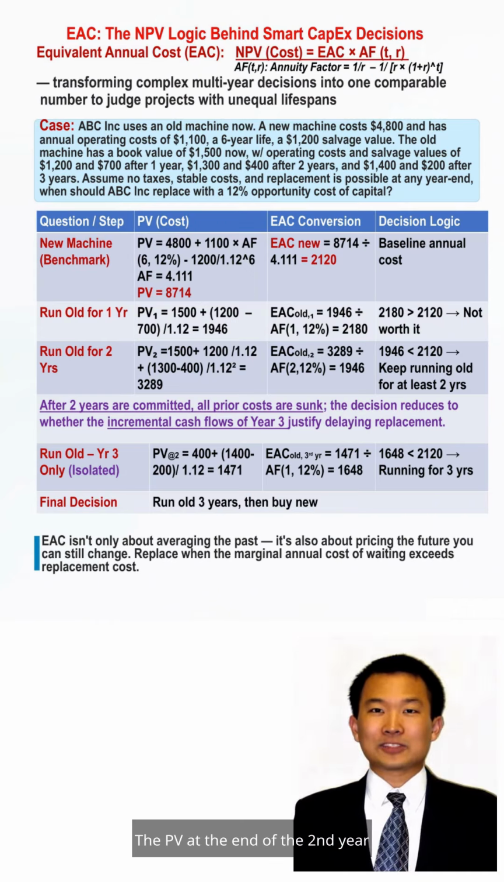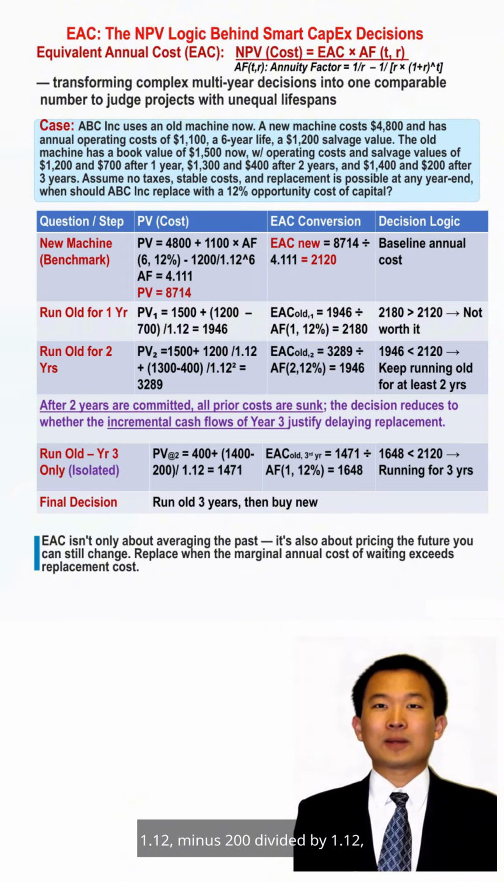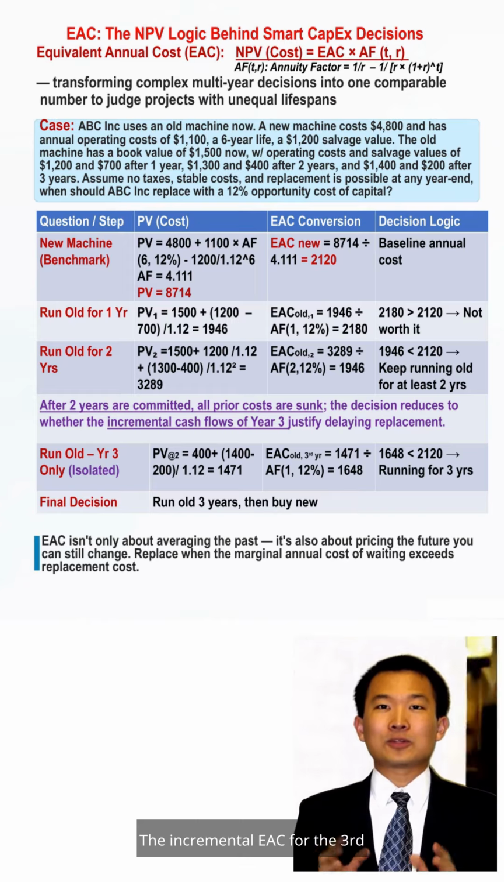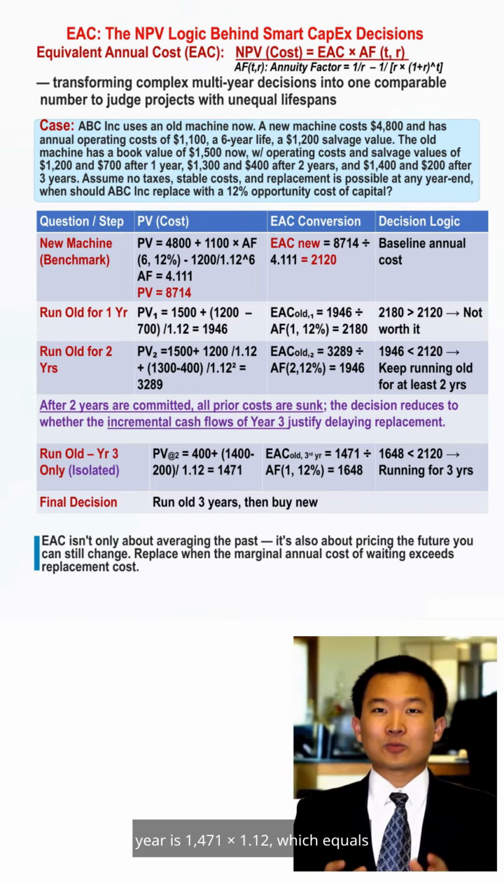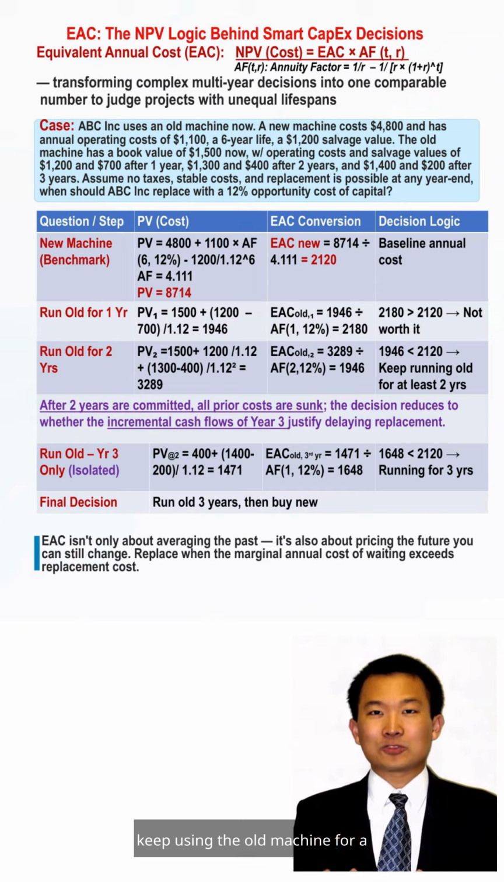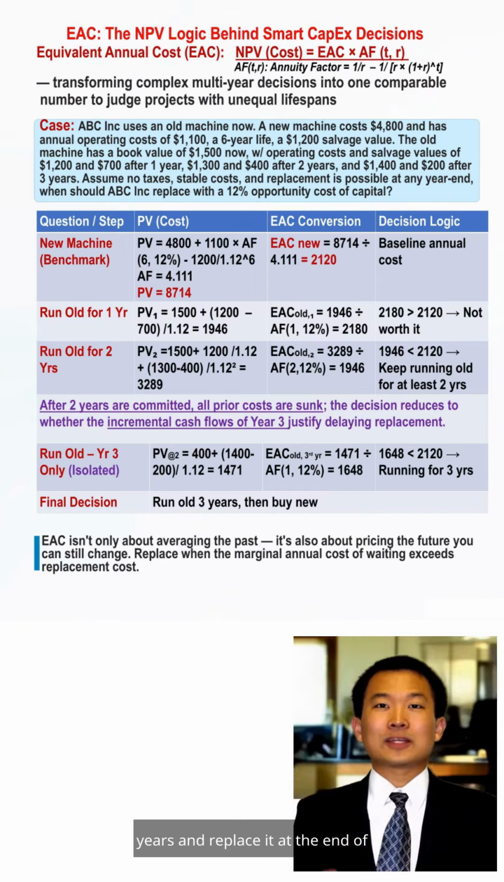The PV at the end of the second year equals $400 plus $1,400 divided by 1.12 minus $200 divided by 1.12, which equals $1,471. The incremental EAC for the third year is $1,471 times 1.12, which equals $1,648, less than $2,120. Conclusion, it's worth it to keep using the old machine for a third year. So the final decision is to use the old machine for the full 3 years and replace it at the end of the third year.